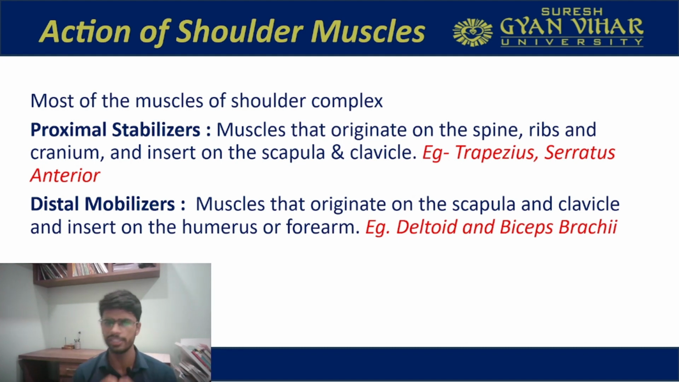Now there is distal mobilizers. So these are the muscles that originate on the scapula and clavicle, and they get inserted on the humerus. So their function is to actually provoke the movement of the humerus. So that is why they are called the distal mobilizers. These are your deltoid, biceps brachii, and all the muscles like your coracobrachialis.